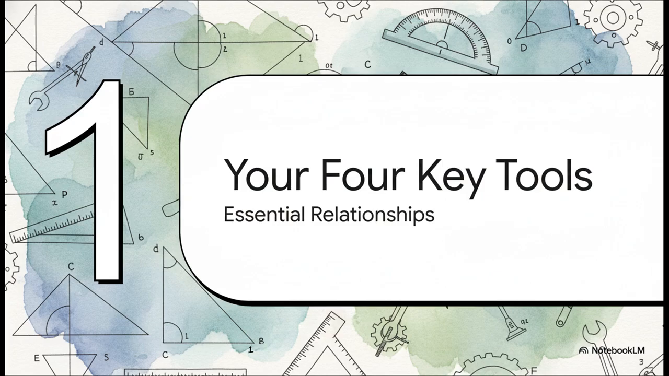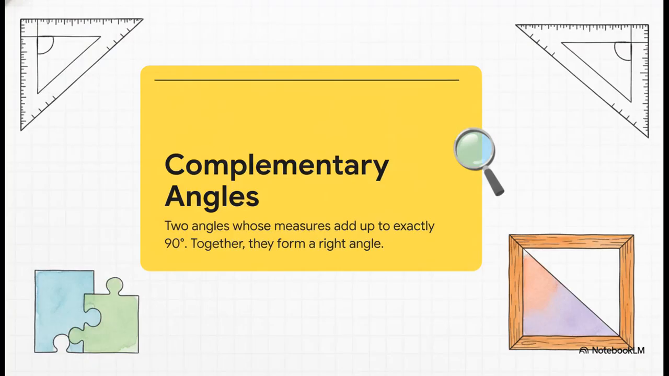So, let's build that toolkit. We're going to break down 4 key angle relationships. And once you've got these down, trust me, you'll be able to crack just about any angle problem that gets thrown your way. First up, we have our corner tool, complementary angles. Just think of them like 2 puzzle pieces that snap together to form a perfect 90-degree right angle. You know, like the corner of a square. So if you've got one, finding the other is a piece of cake.